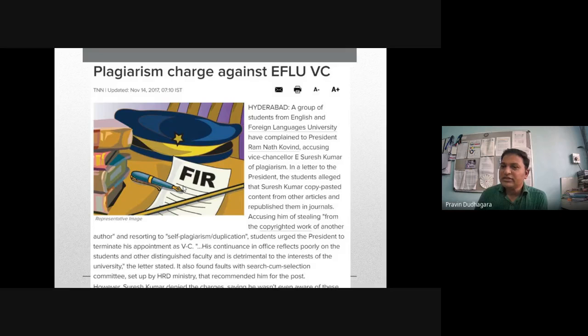Some students wrote an application to Ramnath Kovind, the Honorable President of India, and claimed that the Vice Chancellor Suresh Kumar used text already published by some other authors in his own book. But eventually Suresh Kumar denied the charges, saying that he was not aware of this plagiarism.